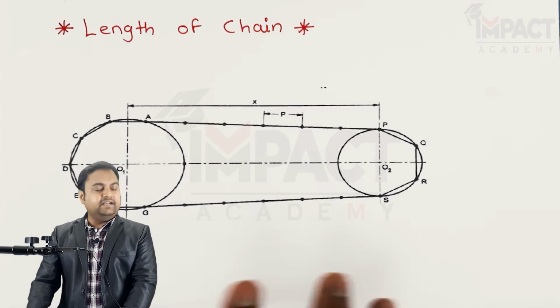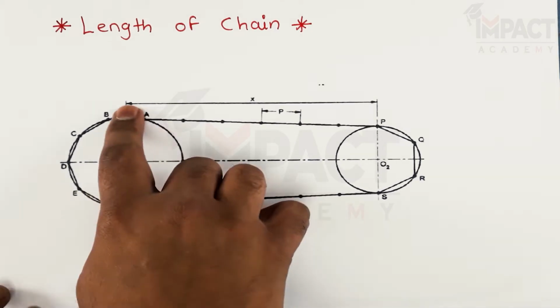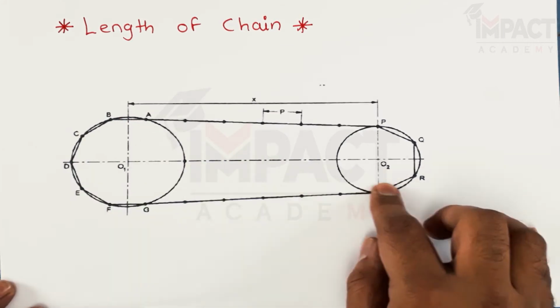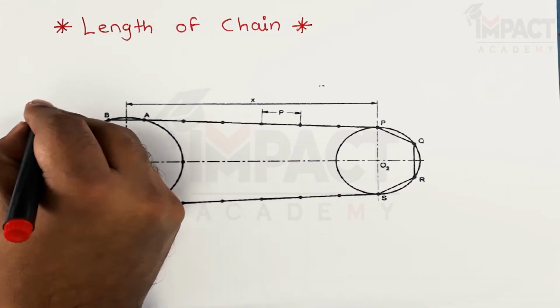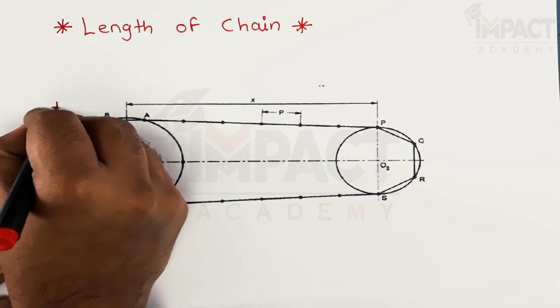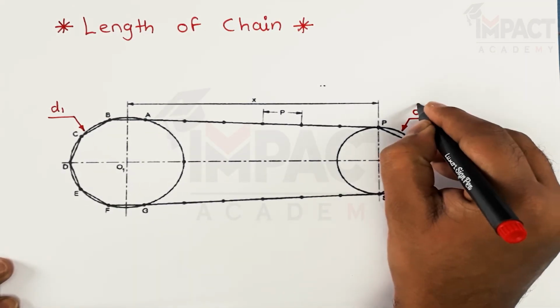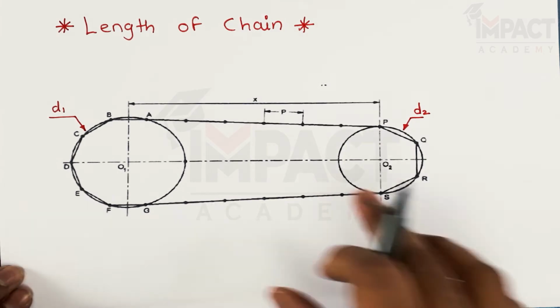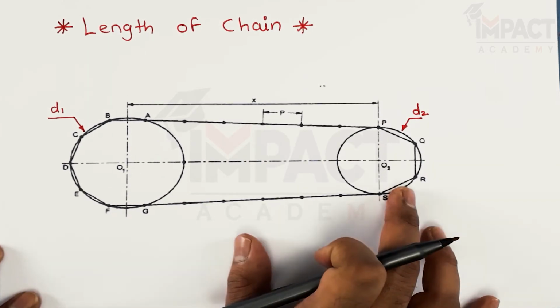So first I would be writing the formula for an open belt drive, considering that here this is the bigger sprocket and this is the smaller sprocket. Bigger sprocket, I'll say that it is having a pitch circle diameter of D1 and smaller sprocket having pitch circle diameter D2. Then P indicates the pitch of the chain, X is the center distance between the two sprockets.